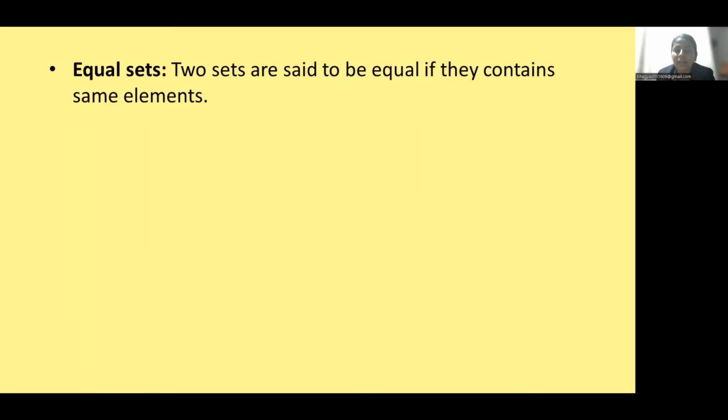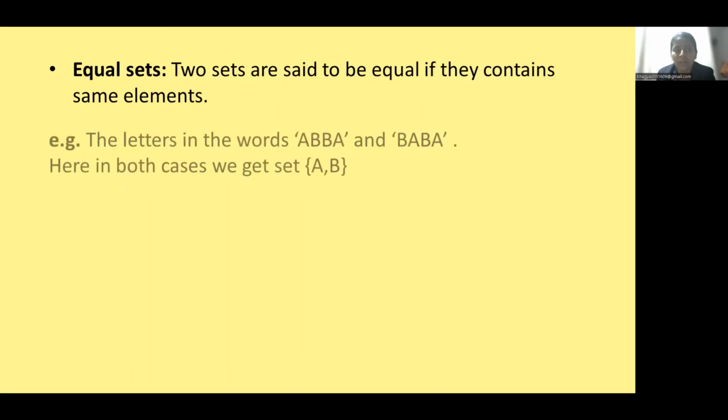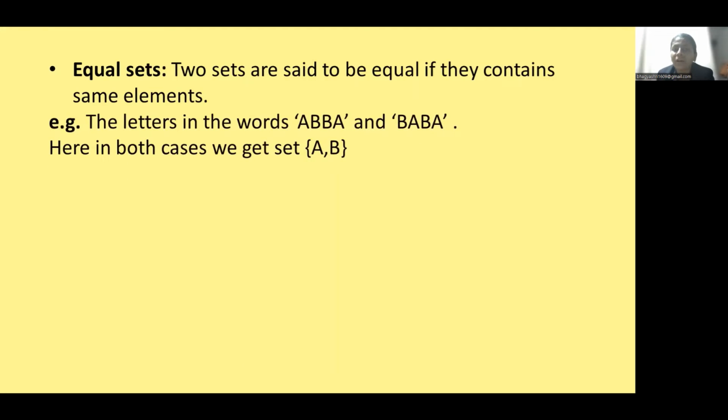Then the next point is equal sets. Two sets are said to be equal if they contain the same elements. दोन सेटची नावं फक्त वेगवेगळी असतील परंतु त्यातली जर एलिमेंट सेम येत असतील तर त्या दोन सेटना आपण इक्वल सेट असं म्हणणार आहोत. फॉर एक्झाम्पल बघा, letters in the words ABBA and BABA, जर सेट घेतला तर in both cases we get the set {A, B}. दोन्ही केस मध्ये आपल्याला AB हा एकच सेट मिळणार आहे, and therefore these two sets are equal.